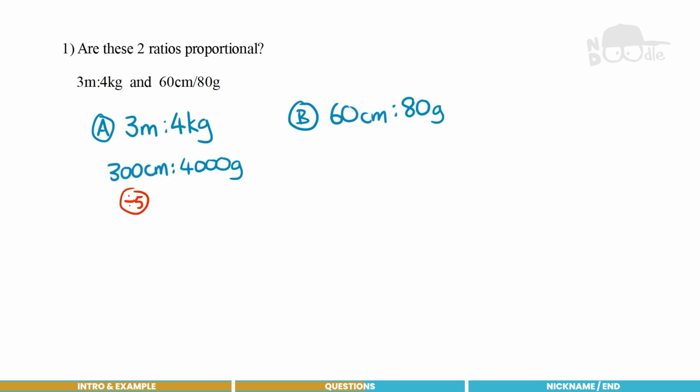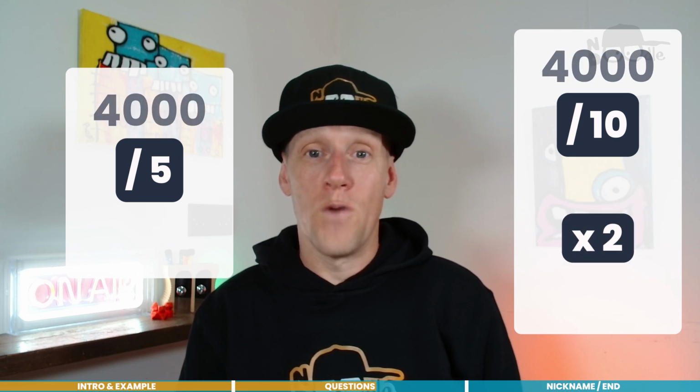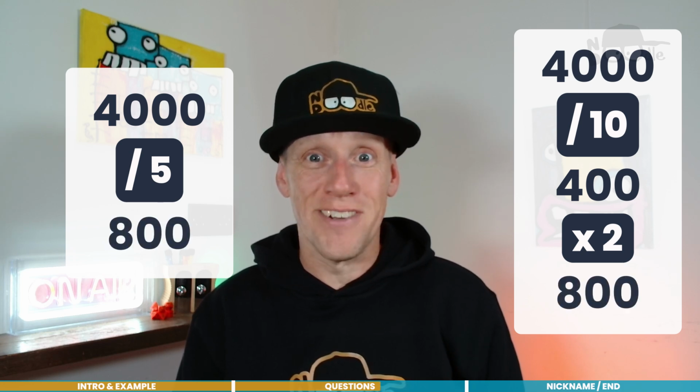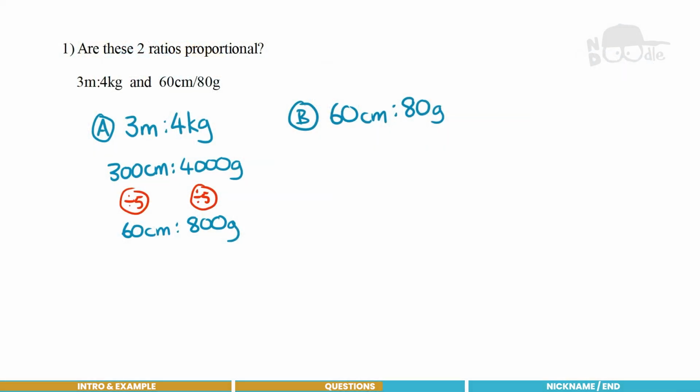300 divided by 5 is 60 centimeters, and 4,000 divided by 5 is 800. And just as a quick tip, to divide by 5, I generally divide by 10 first and then multiply by 2. 4,000 divided by 10 is 400, and then 400 times 2 is 800. So we now have ratio A as 60 centimeters to 800 grams. Because 60 centimeters is the same in both A and B, we can now check for equivalence. And we can easily see that they are not equivalent because 800 grams is not equal to 80 grams. Same answer, but a bit quicker.